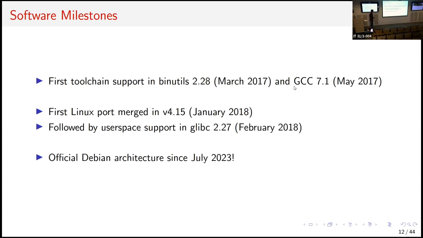Toolchain support, that's mainly for looking up. So basically around 2017, 2018 was when the Linux part got up to speed. And since July 2023, so actually 2 months ago, RISC-V is now an official Debian architecture that will be officially released with the next Debian release in 2 years. That's the expectation.